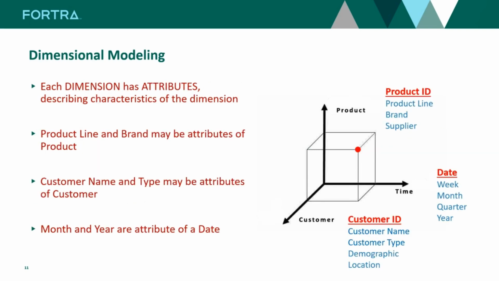Each dimension has attributes. The attributes describe the various characteristics of the dimension. Products could have attributes such as product line, brand, and supplier. Customers may have attributes like customer type, demographic, and address. A date has the obvious attributes of month and year, but also others such as week number and quarter number.